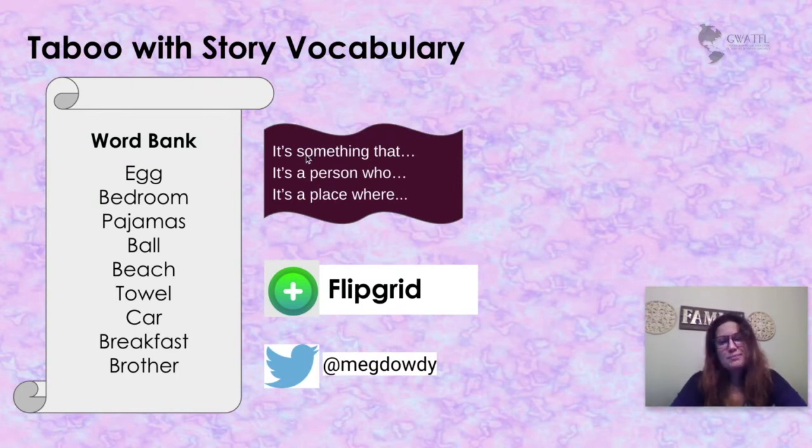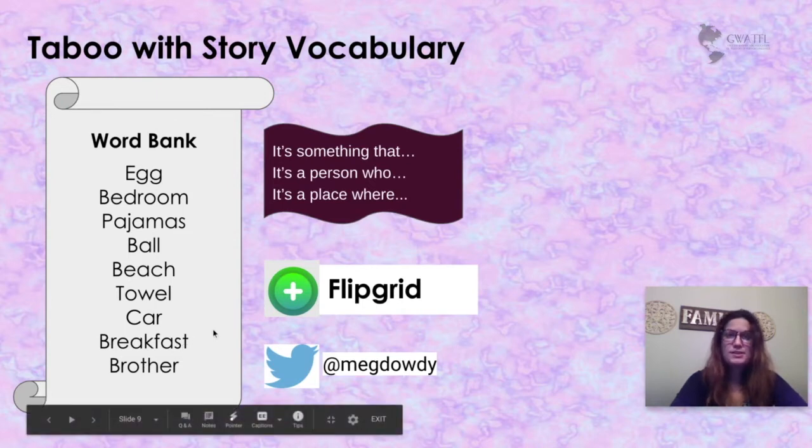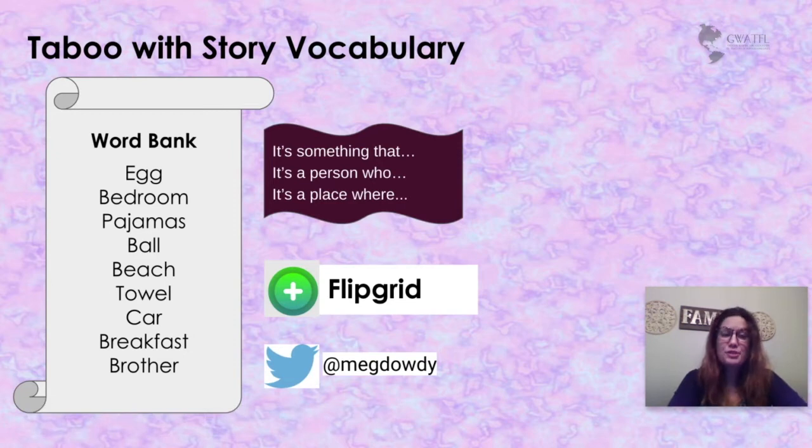So I have, for example, here, it's something that, it's a person who, it's a place where. And when I played this with my students, I had them in the target language. So the students had some good sentence starters to choose from when they were playing. And so when they were ready, they logged into a Flipgrid that I created, and they watched my video where I did an example where I selected one of these words. And then I said a sentence about the word without including the word itself.